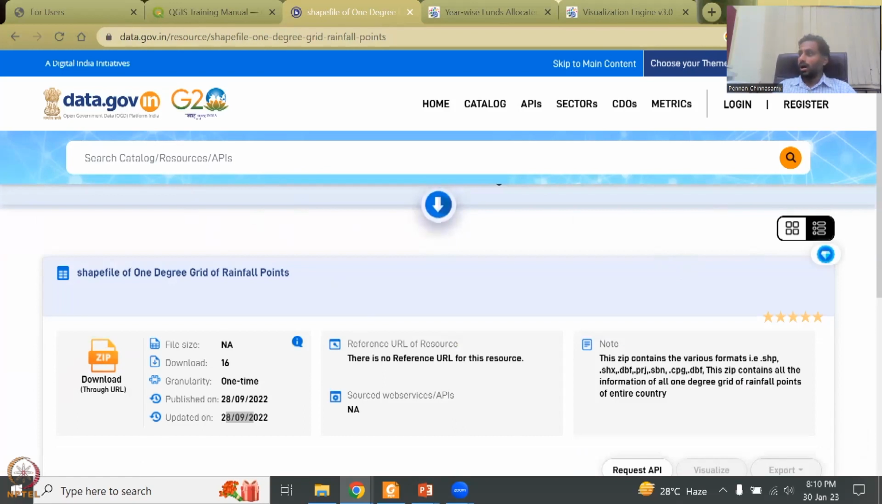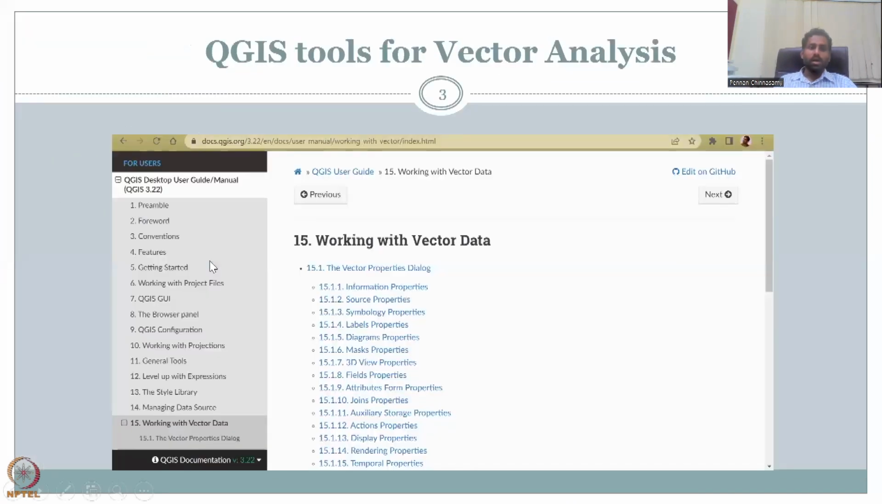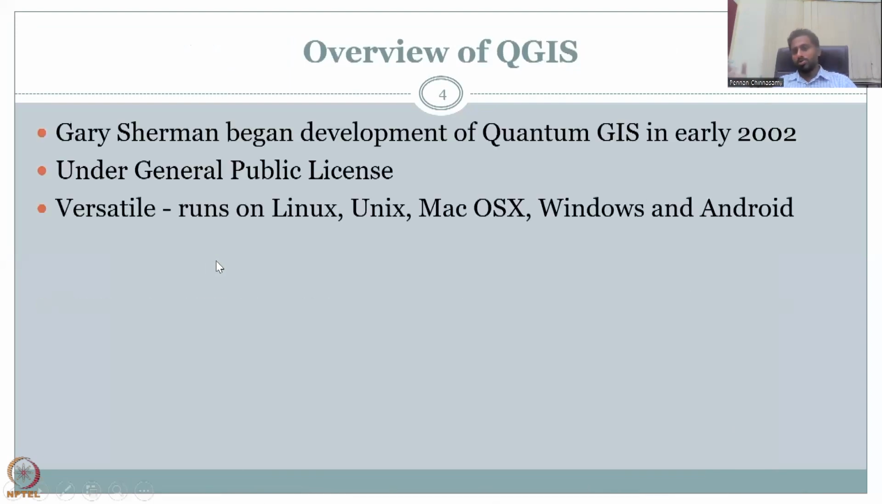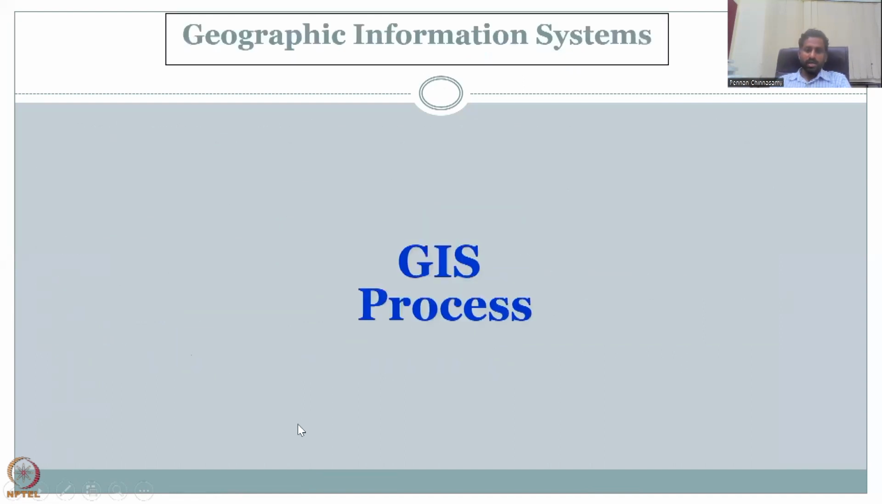So with this, I would like to get back to what we have been discussing on the links. We have worked through these tools. As I said, QGIS has been in use since 2002, at least 20 years. It has a public license and works on all operating systems. Multiple agencies are using it, such as the US, Switzerland, New Zealand, etc.